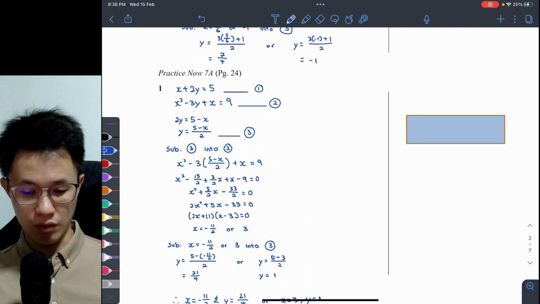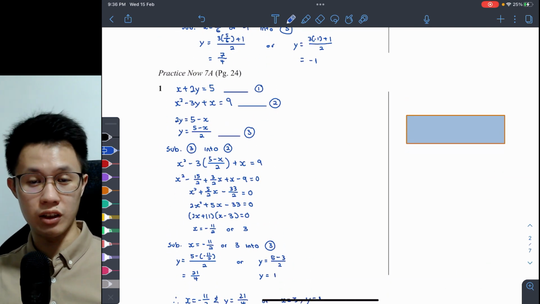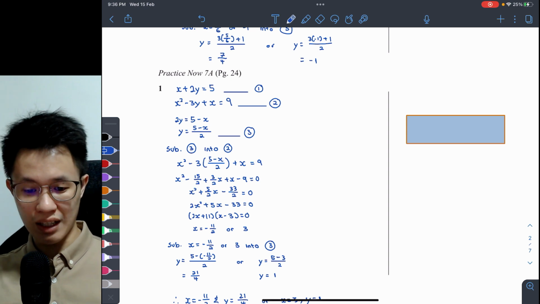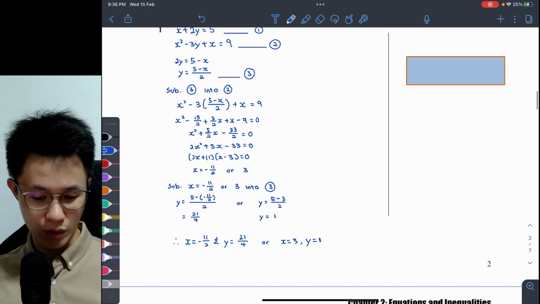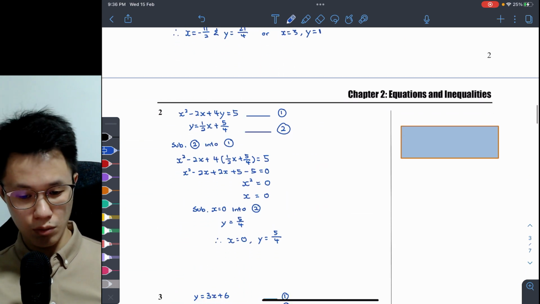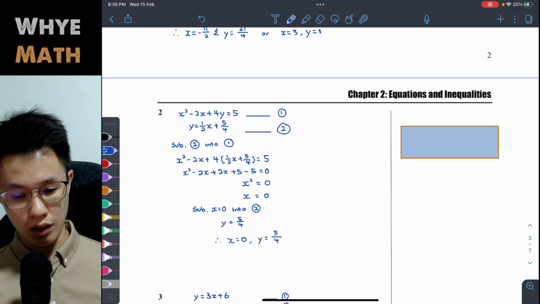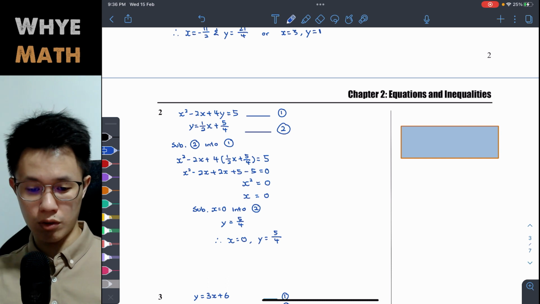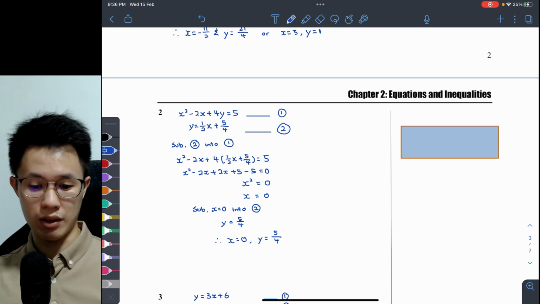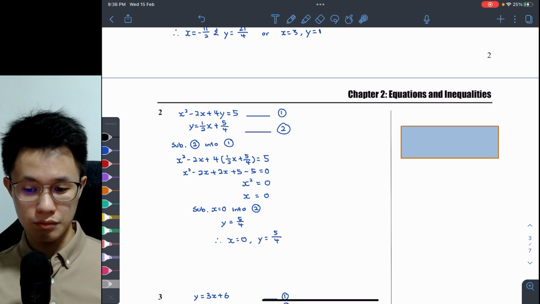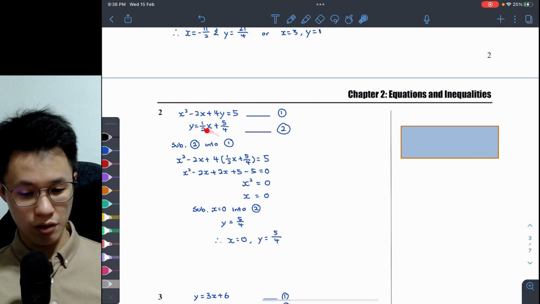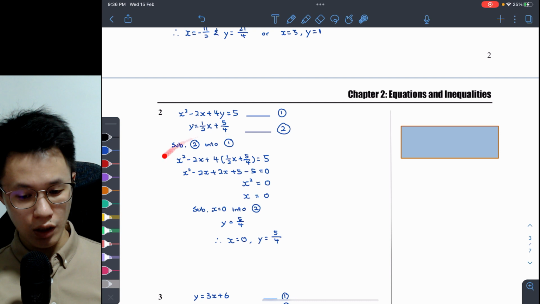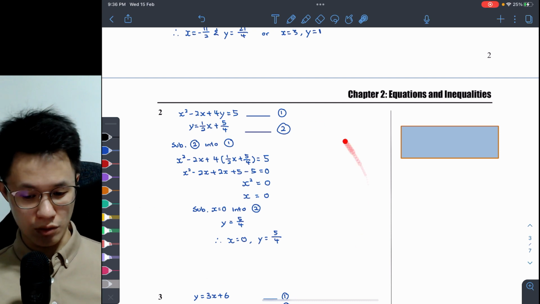Question 1, we have a linear equation with a non-linear equation over here. So we have x squared minus 3y plus x equals 9 and x plus 2y equals 5, and we see that you have two answers here. And then subsequently, we also have one answer for a certain type of equation. So if you look at question 2, we have x squared minus 2x plus 4y equals 5, and a linear equation y equals half x plus 5 over 4. We see that we only have one solution.